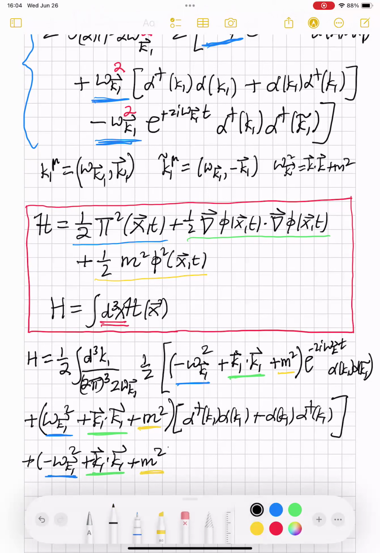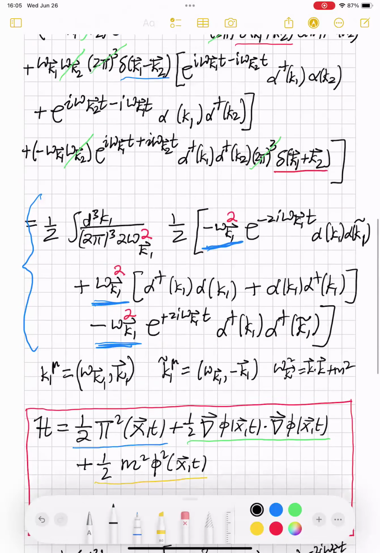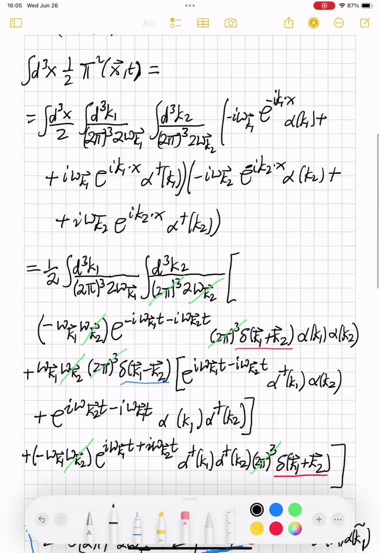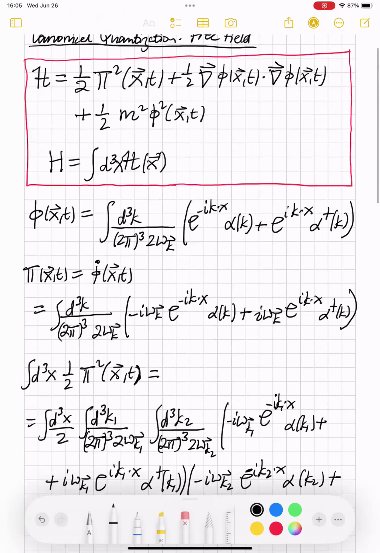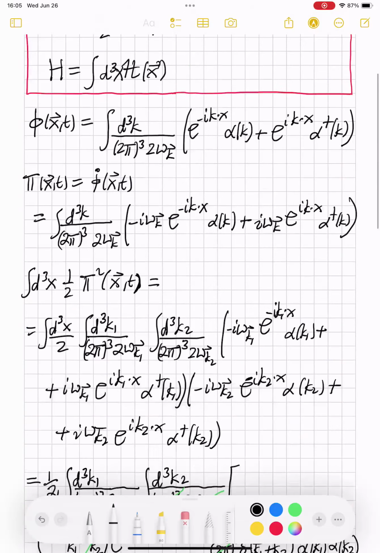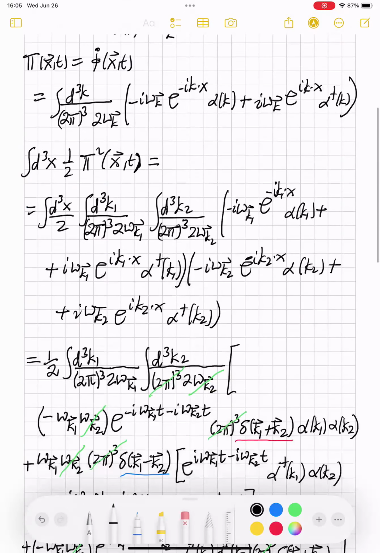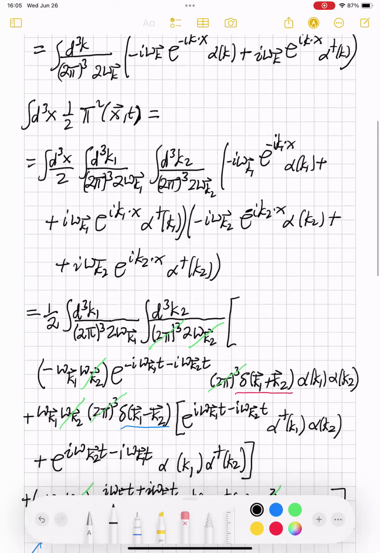And now let's finish off this term. This gets multiplied by e to the 2i omega kt alpha dagger of K1 alpha dagger of K1 tilde. And that is the answer for the Hamiltonian, okay? So let's just review quickly. So we started off with the expression for the Hamiltonian. We plugged in the mode expansion for the field phi and the mode expansion for the field pi. We then did the integral over x. That gave us a delta function of momentum. We then did the integral over momentum, and we got this result over here.